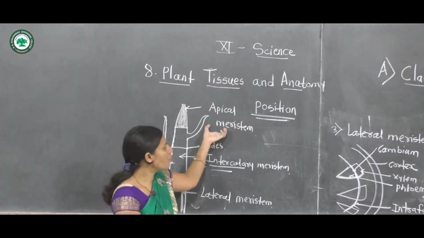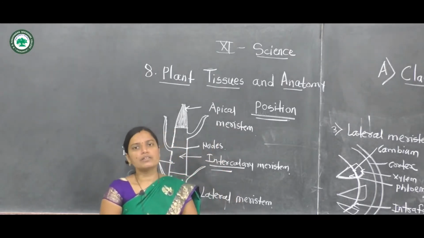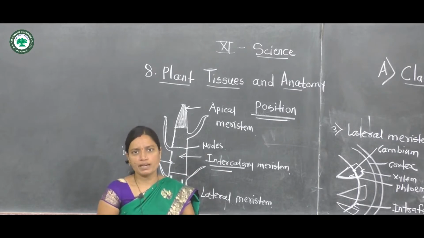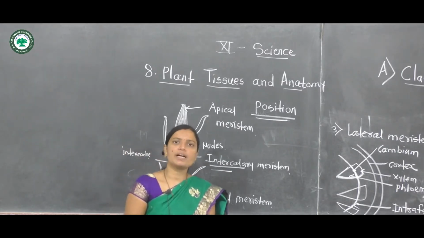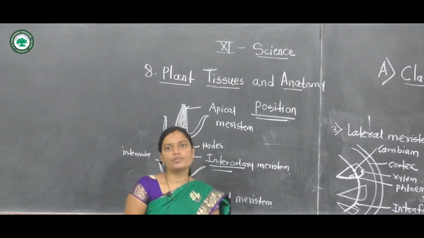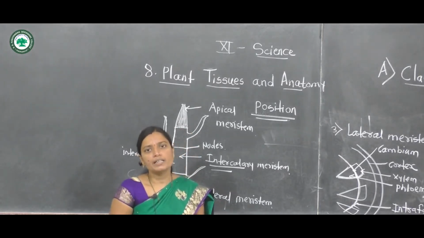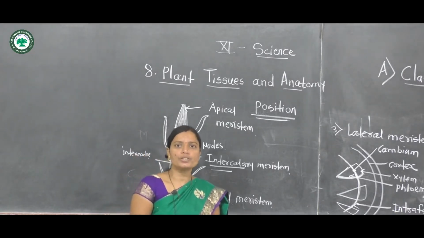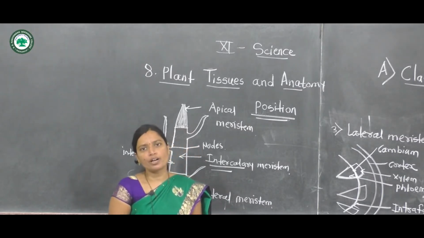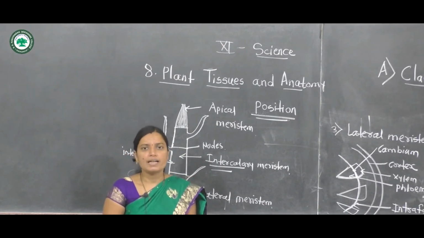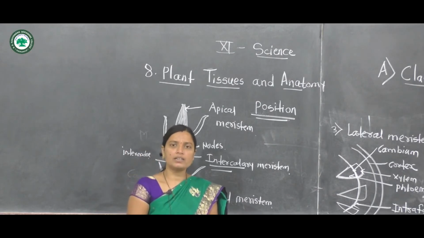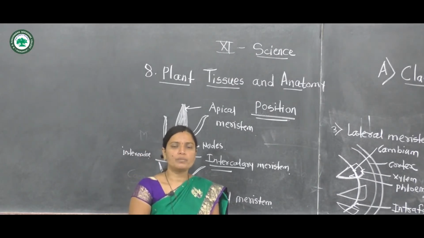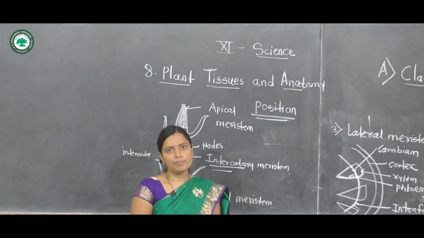The apical meristem is most important, as it is the growing region of stems and roots, where meristematic tissue is present. In this video we discussed the criteria used for the classification of meristem. The first criterion is the origin of the meristem, with three types: primordial meristem, primary meristem and secondary meristem. The second criterion is the position of the meristem in the plant body: apical meristem, intercalary meristem and lateral meristem.